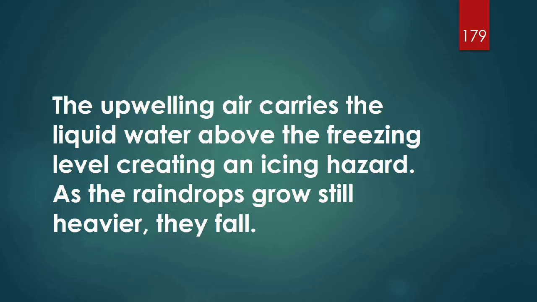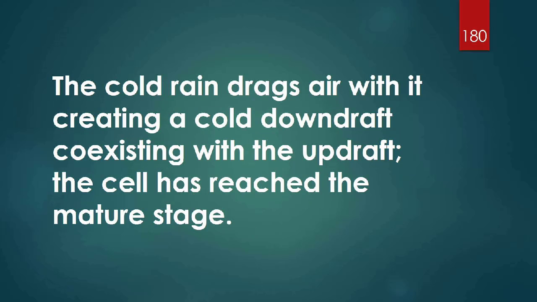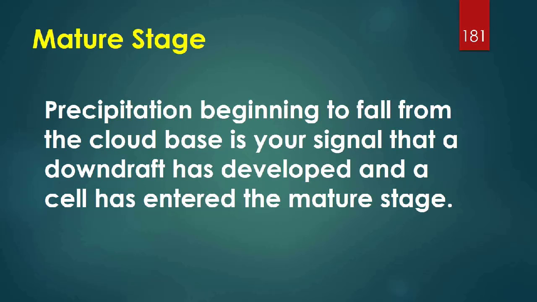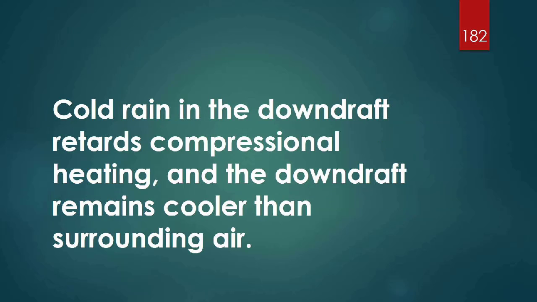As the raindrops grow still heavier, they fall. The cold rain drags air with it, creating a cold downdraft, coexisting with the updraft. The cell has reached the mature stage at that point. Mature stage. Precipitation beginning to fall from the cloud base is your signal that a downdraft has developed and a cell has entered the mature stage.